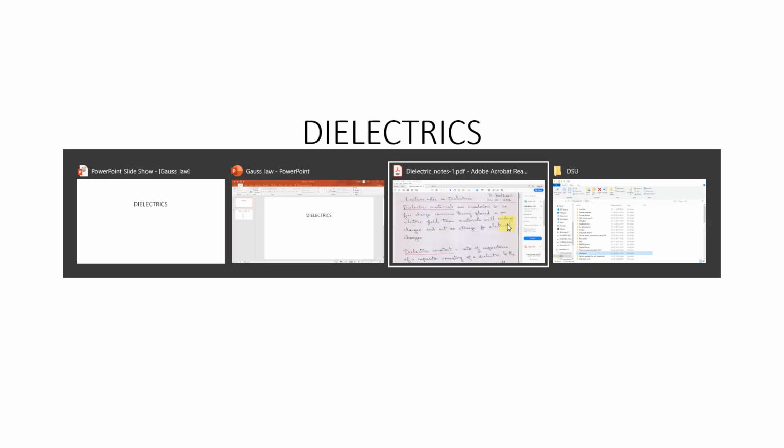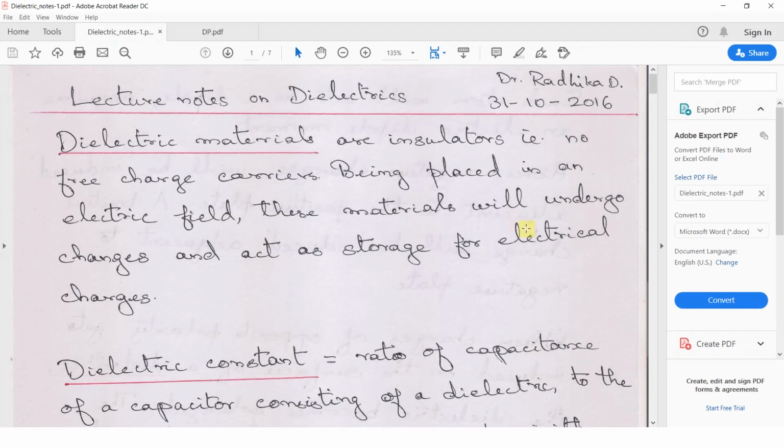Now let's go to the notes which I already shared with you. These are my lecture notes, and we start, obviously, with the first question which comes to mind when you start a particular unit: what is that unit about? This unit is about different types of dielectric materials. So what are these dielectric materials? They are insulators. That means there are no free charge carriers.